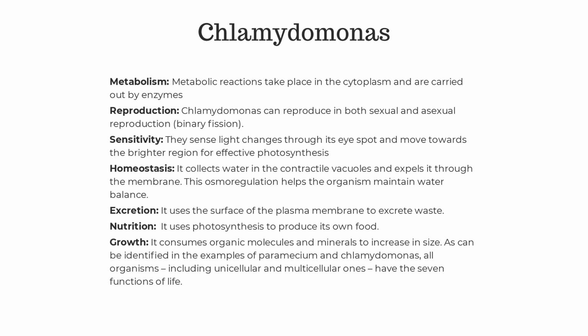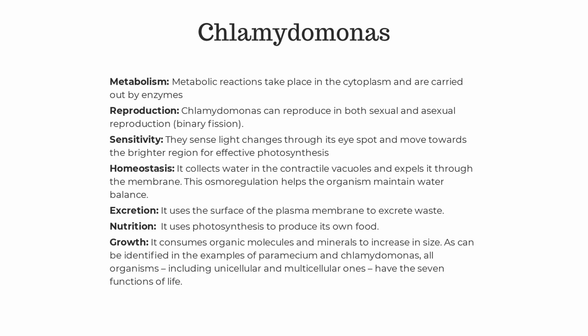The second example IB wants us to know is Chlamydomonas. Chlamydomonas' metabolic reactions take place in the cytoplasm and are carried out by enzymes. They reproduce both sexually and asexually through binary fission, and they sense light changes through their eye spot and move towards the brighter region for effective photosynthesis.